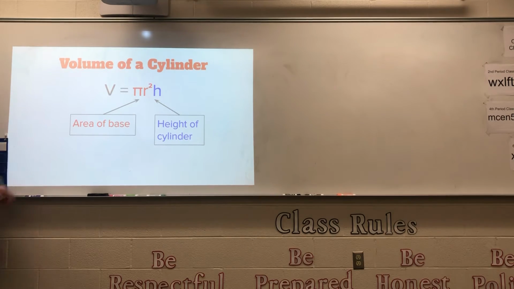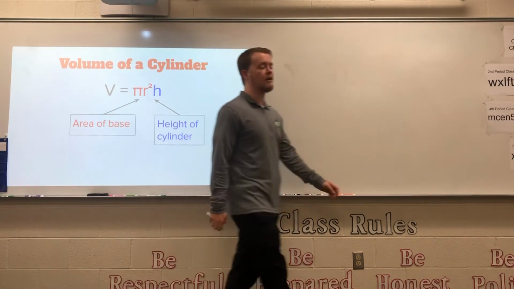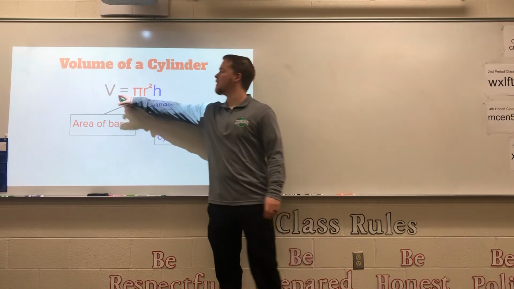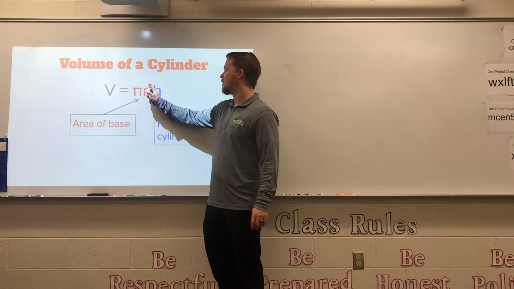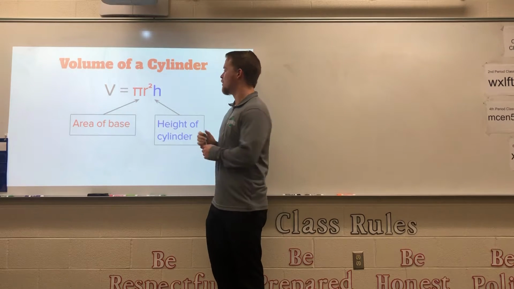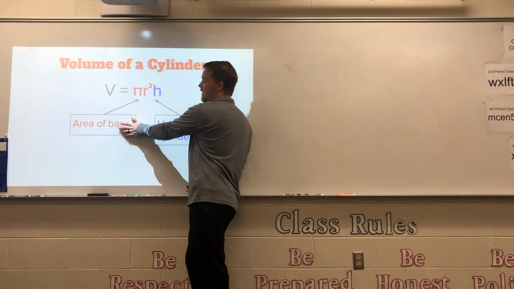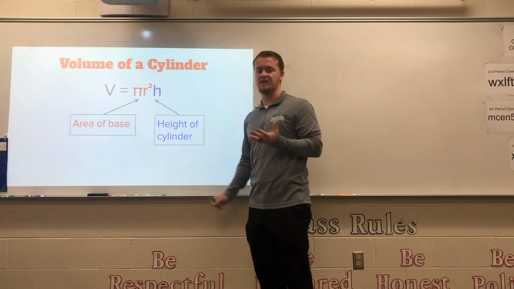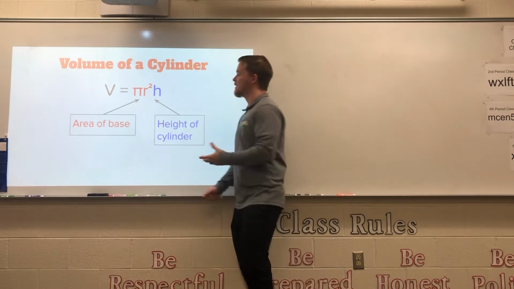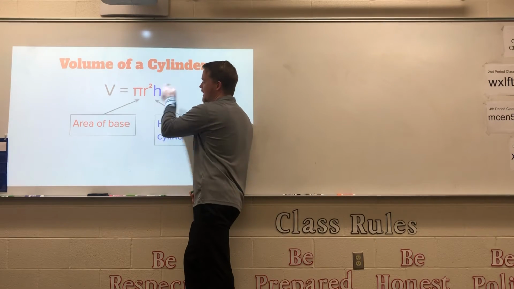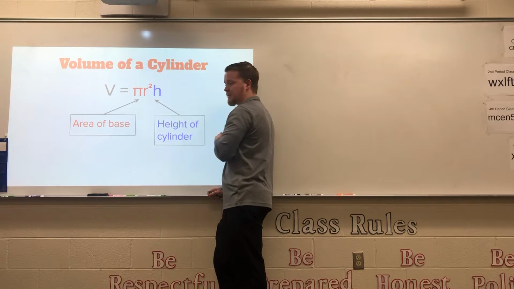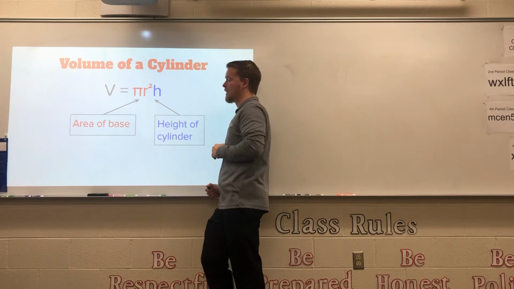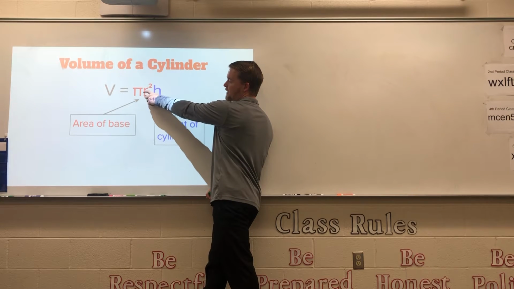Here is your equation for volume of a cylinder. It is V equals pi r squared h. So, pi r squared is your area of the base. The base of a cylinder is a circle, so that is what you use to find the area of the base. And then you have to multiply it by h, which is the height of the cylinder, how tall your cylinder is. R stands for radius.